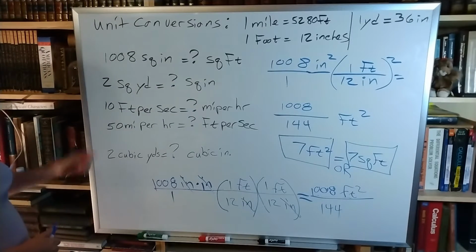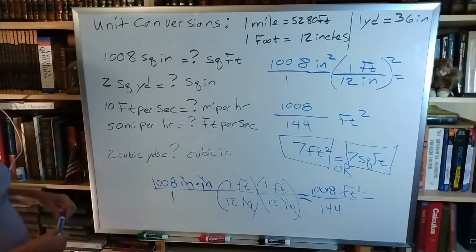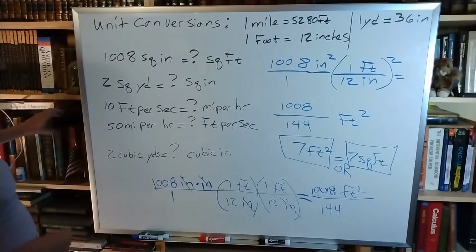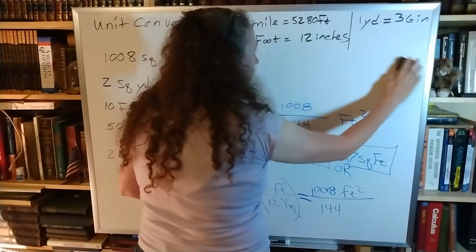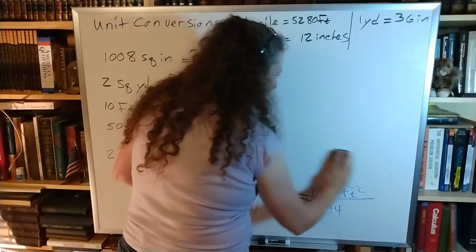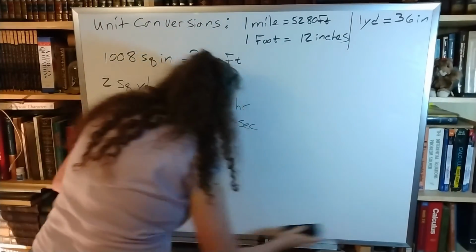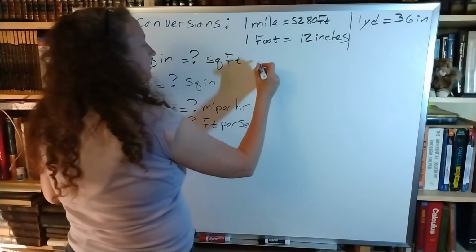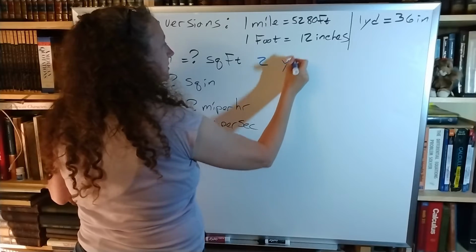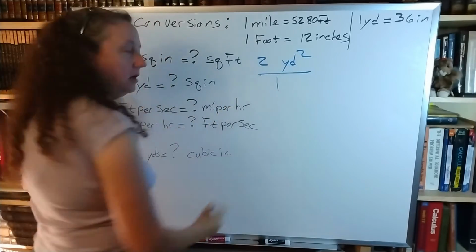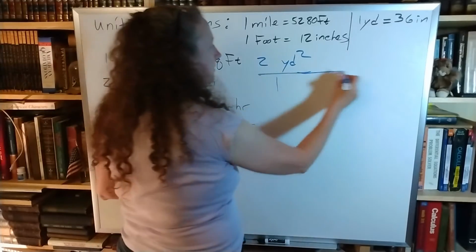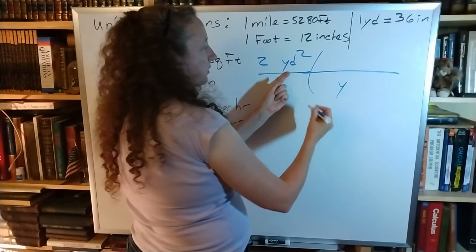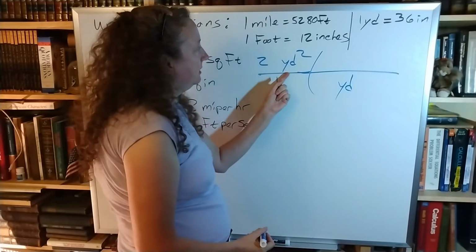Moving to my second problem here. 2 square yards is how many square inches? So I'm going to do it up there. Same way that I did it up there with the other one. Square yards. That goes on my top. Put it over 1 so I have a fraction. I want to get rid of yards. So since it's on the top, I put it on the bottom to get rid of it.